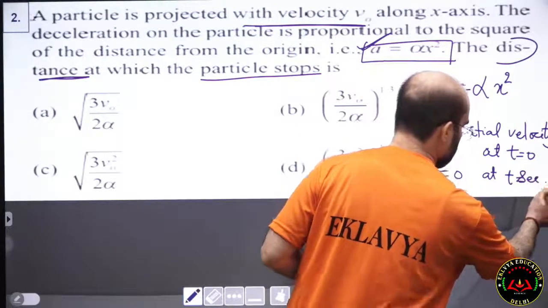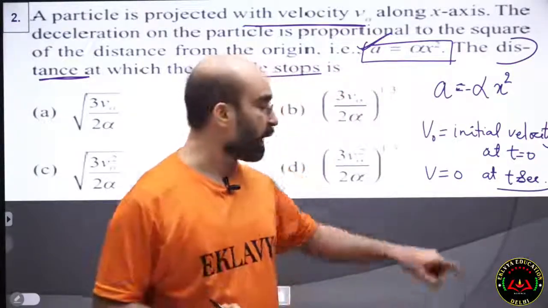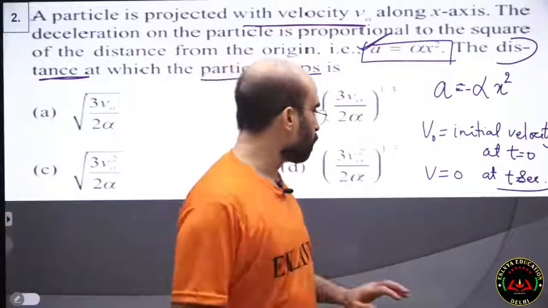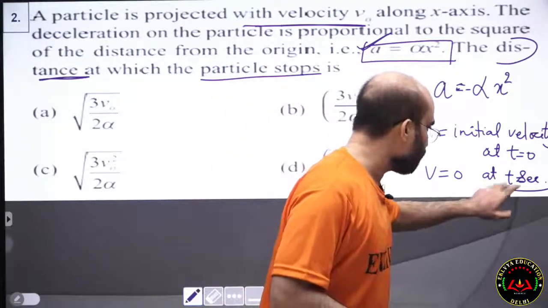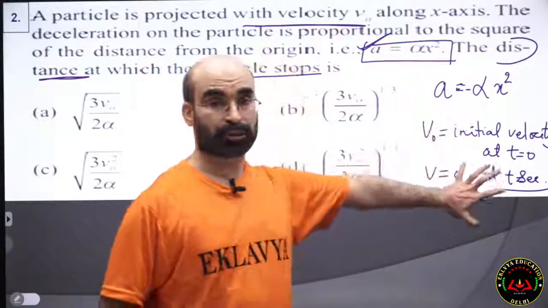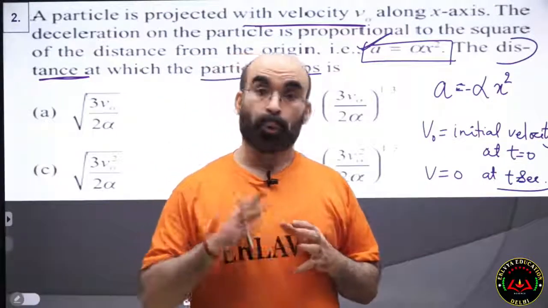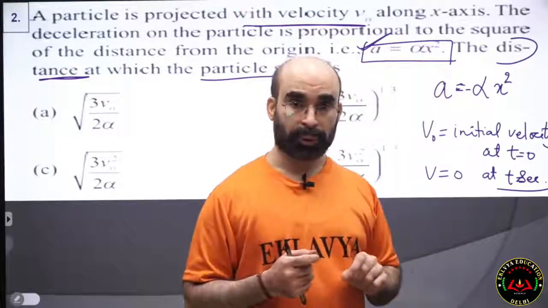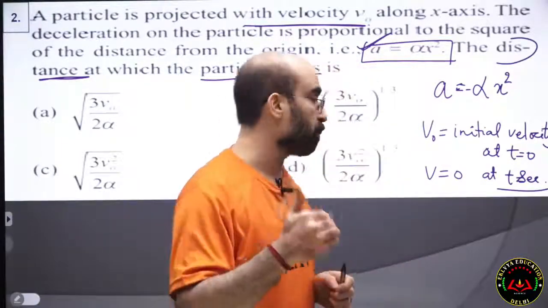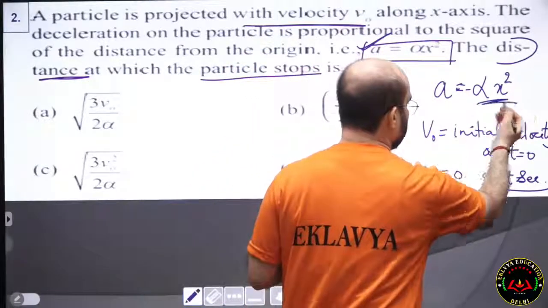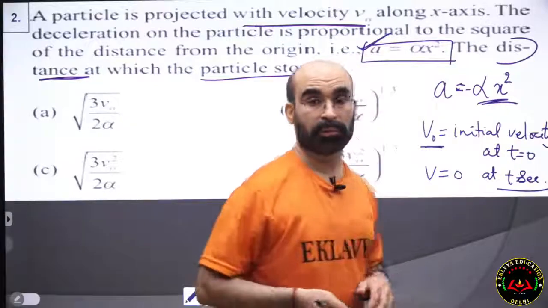From the beginning, t seconds have been spent, and after t seconds, velocity becomes 0. This is the given condition. What do we need to find out? We need to find out the distance, right? That distance would come in terms of this alpha and velocity, initial velocity.